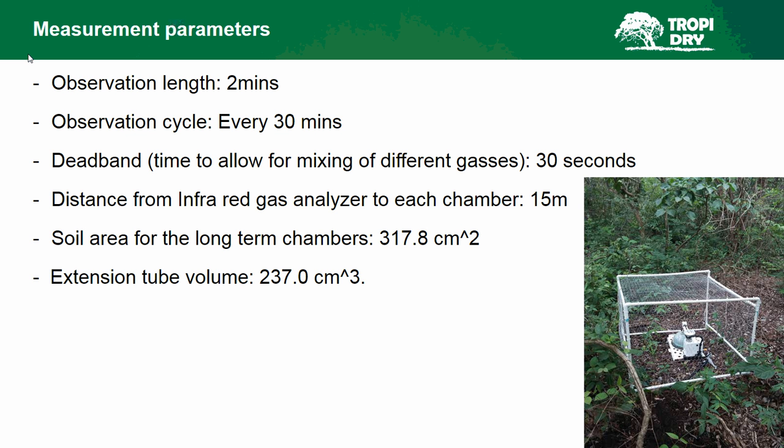The distance from infrared gas analyzer to each chamber is 15 meters, which is the maximum length of tubing that we had. Soil area for the long-term chamber is 317 centimeters squared, and the extension tube volume is 237.0 centimeters cubed. On the bottom right, you can see what one of the deployed chambers look like.